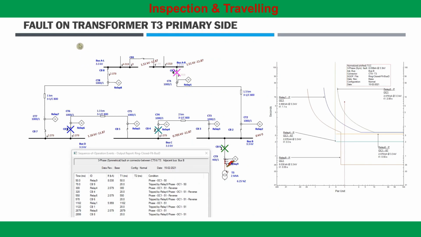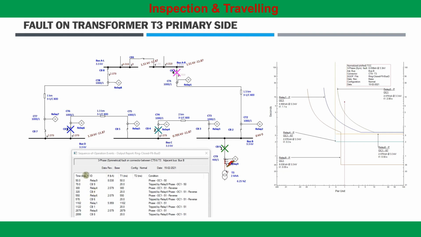Now let's simulate a fault at various locations and understand the sequence of operation. So if the fault is applied on the transformer primary side below relay 9, you can see from the sequence of operation, relay 9 operates first at 50 millisecond because this relay is set with its instantaneous element to operate at 50 millisecond. Then the associated circuit breaker takes 20 millisecond to operate, which is the circuit breaker opening time defined here. If relay 9 fails to operate, relay 4 will operate in 300 millisecond.